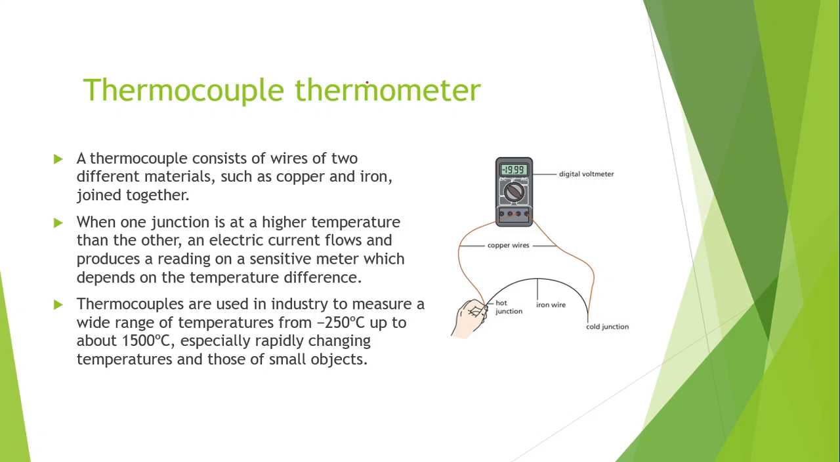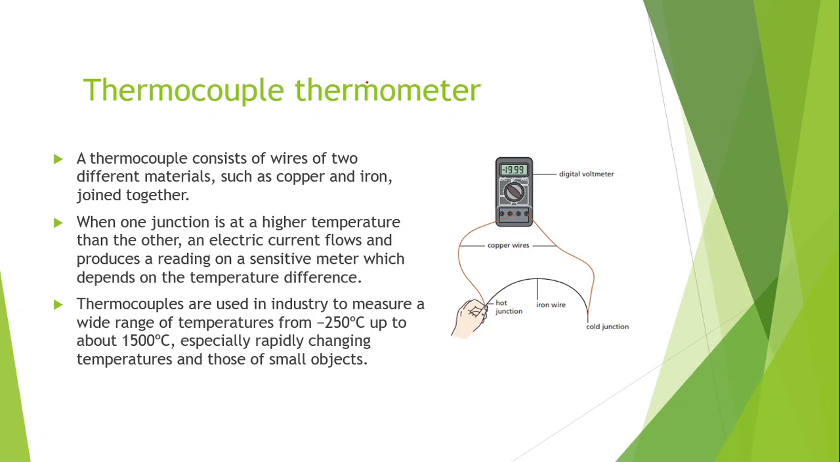A thermocouple thermometer consists of a wire of two different materials such as copper and iron, joined together. Since we have two different materials of wires, they have different resistivities, and different resistance to offer. So even if they are of the same length, they are going to offer different resistance.